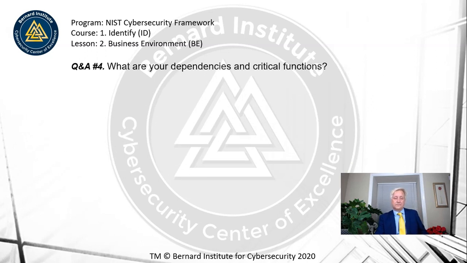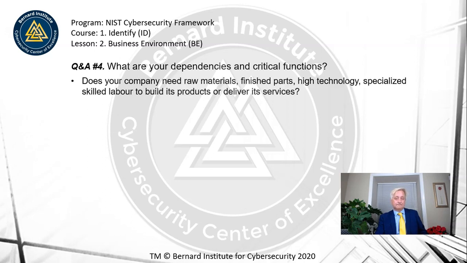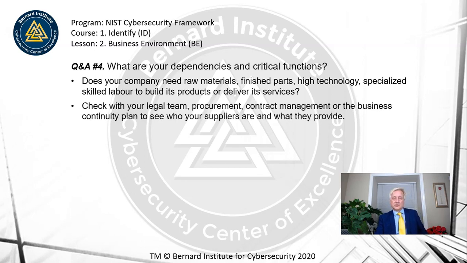Question number 4. What are your dependencies and critical functions? Does your company need raw materials, finished products, high technology, specialized skilled or labor to build its products or deliver its services? Check with your legal team, procurement contract team, or business continuity plan to see who the suppliers are and what they provide. This will give you some more insight into what it is that you do. You may also want to talk to other senior managers in the organization to find out what it is that we do and how we do it.